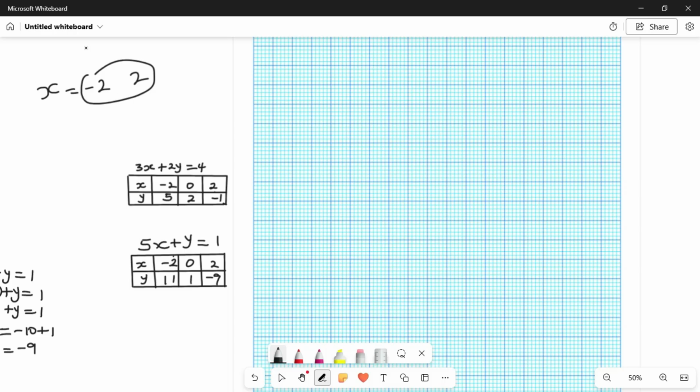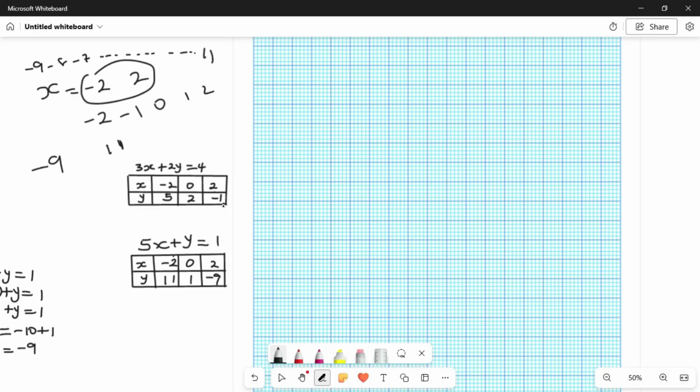Okay, so for our x, we don't have a problem because we only have -2, -1, 0, 1, 2. Whereas for y, look at the smallest number we have. The smallest number for y is -9, and the highest is 11. So for our y-axis, we have a lot of numbers. We have -9, -8, -7, -6, all the way to 0, 1, 2, 3, up to 11. So we have a lot of numbers for y.